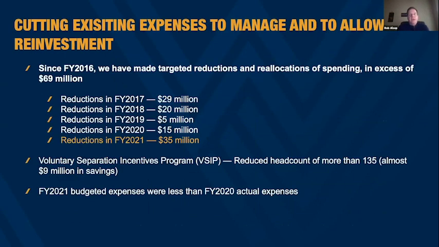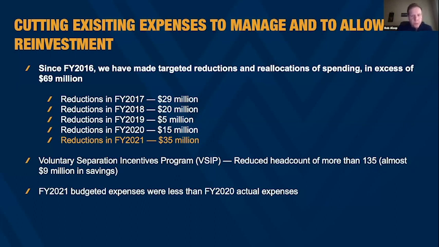We've also had to do a lot of cutting. Since 2016 and prior to 2020, we had made $69 million in reductions. You add the $35 million in FY21 that we did, and you see we get up to over $100 million in cuts that we have done to our budget over the past 5 years. Those have included our voluntary separation incentive program, which reduced headcount by more than 135, as well as programs like shared services, where we moved to reduce headcount to achieve savings.